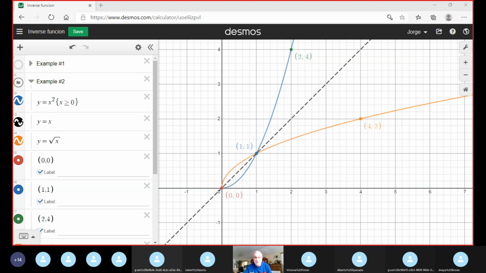Because it's trivial. If the base is 0, 0 to any power is 0, and 1 to any power is 1. So this is stupid. This is a trivial case, not important.